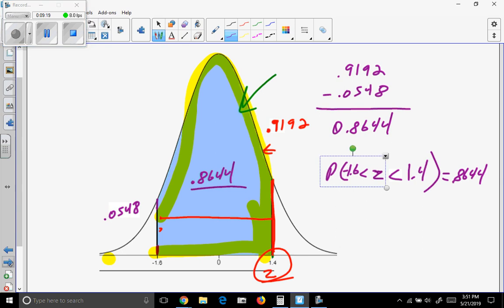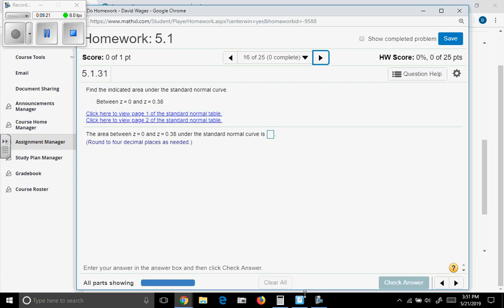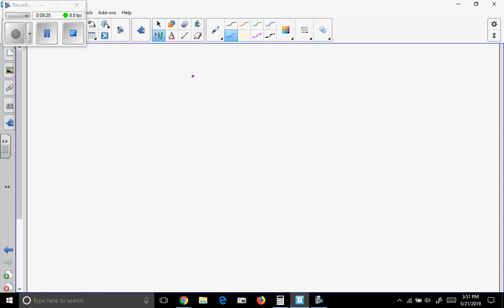All right, let's take a look at another one. This one is number 16. It says, find the area between z equals 0 and z equals 0.38. So z equals 0 and z equals 0.38. So we want to find the area in between there. So let's begin by sketching that region.